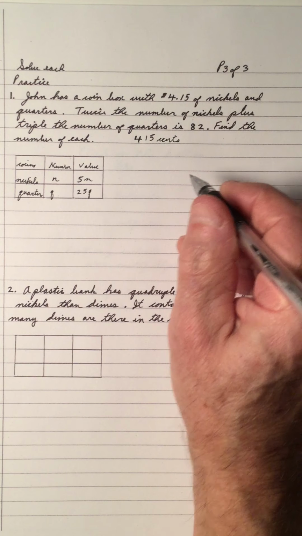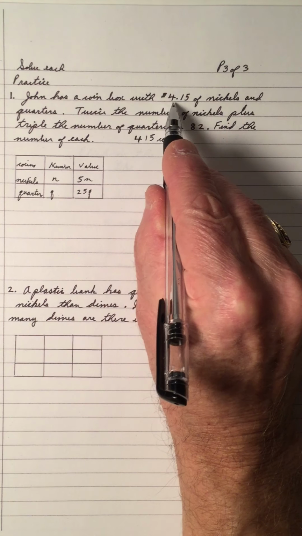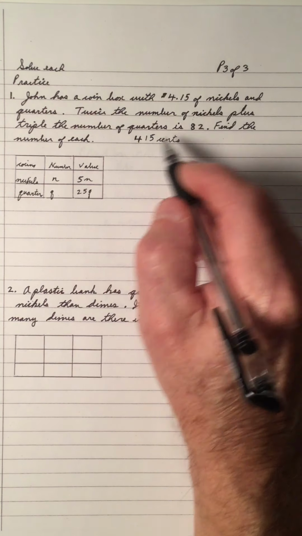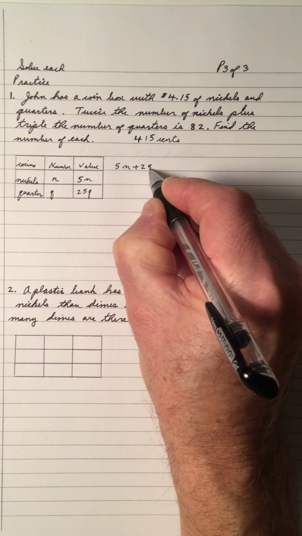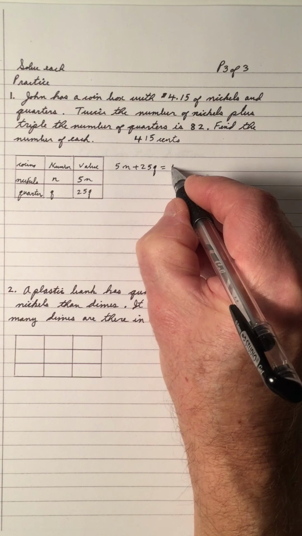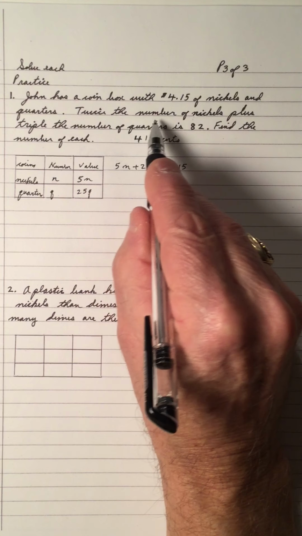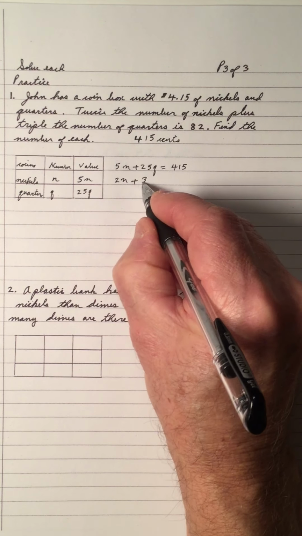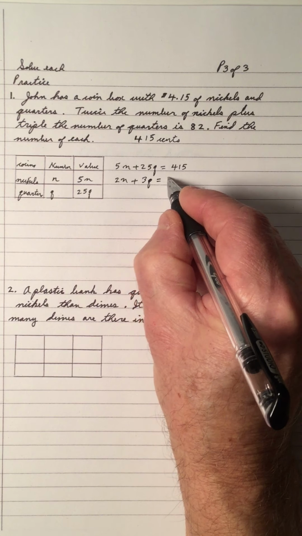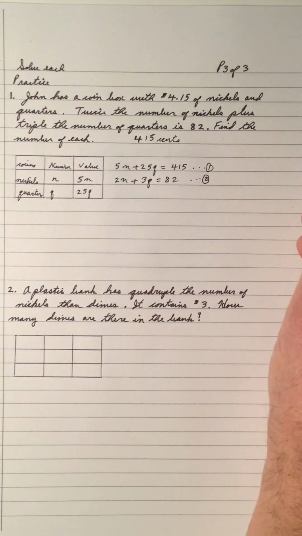So we have two equations. John has a coin box of $4.15. So that's the value. So 5N plus 25Q equals 415. The value. Twice the number of nickels plus triple the number of quarters is 82. So that's number one, and that's number two.